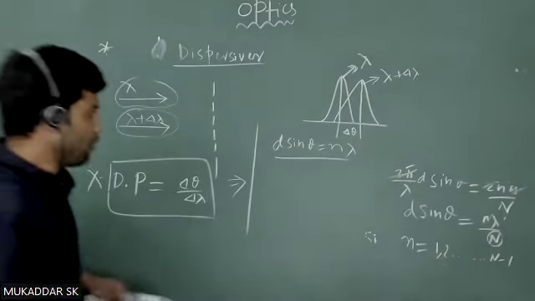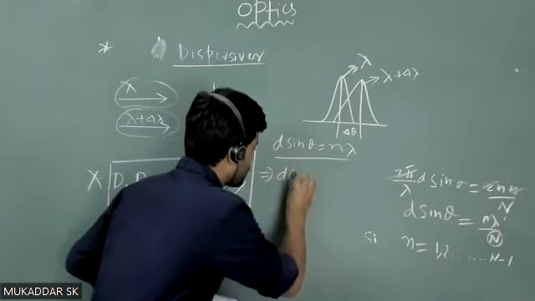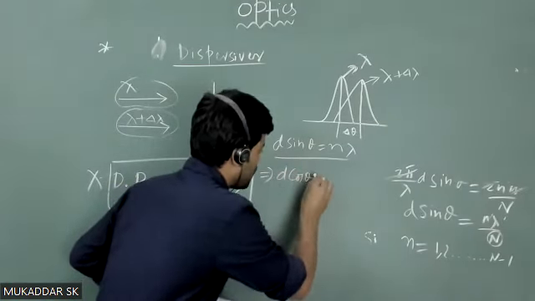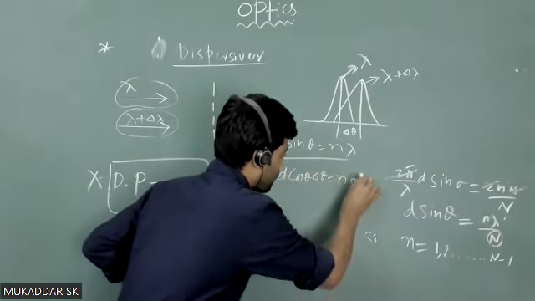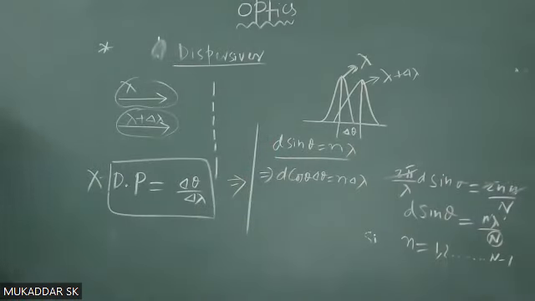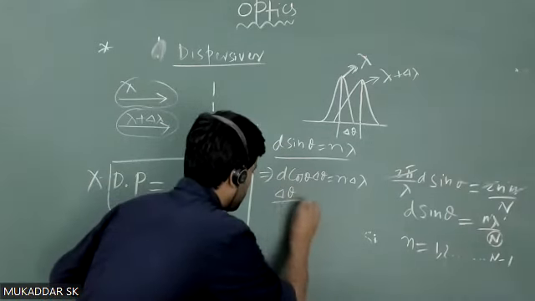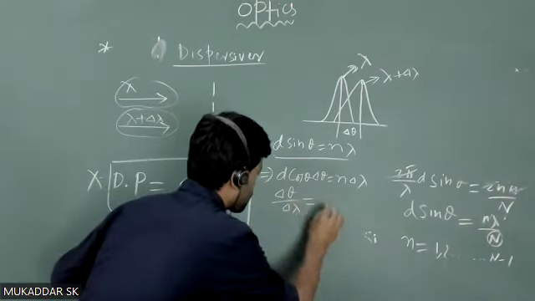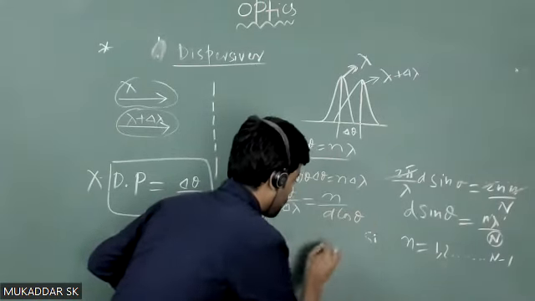Now from this equation I can write d cosine theta into delta theta equals n delta lambda. Can I write like this? Anju, look. Can I write like this? Yes, sir. Okay. So from here I'll get the value of delta theta by delta lambda. That will be n by d into cosine of theta.